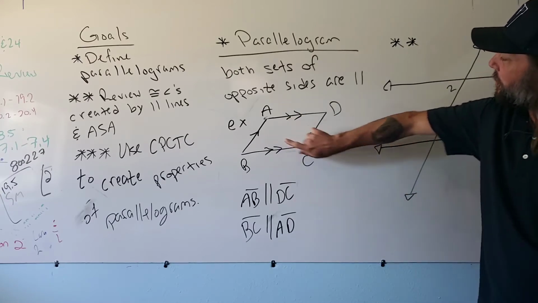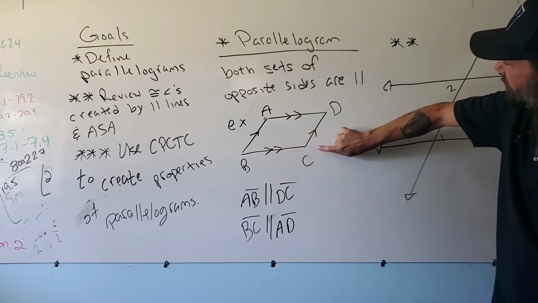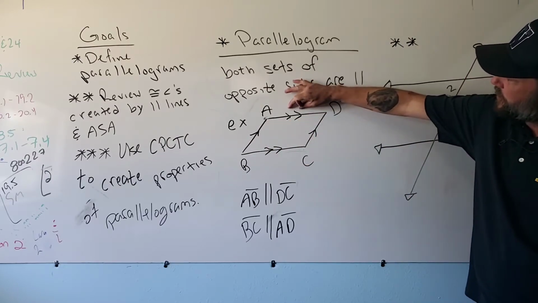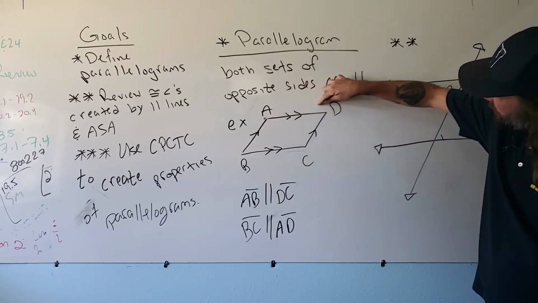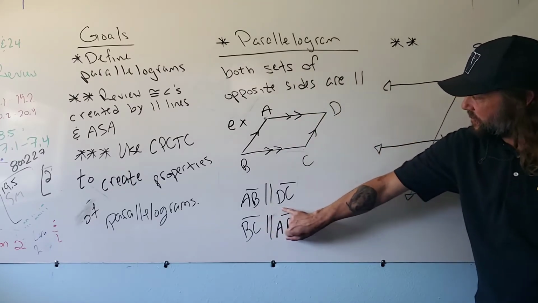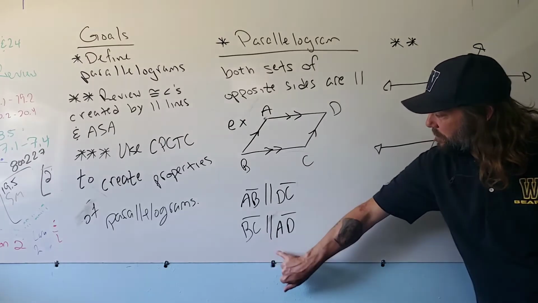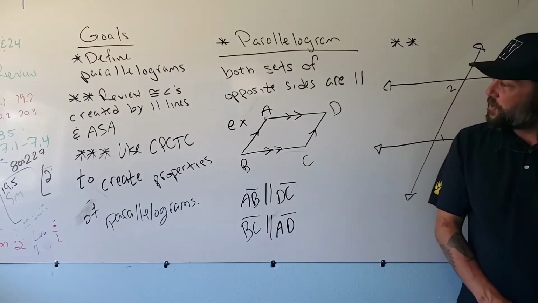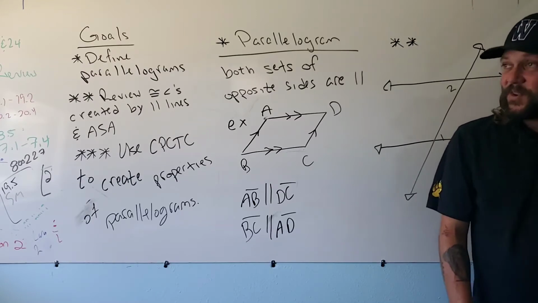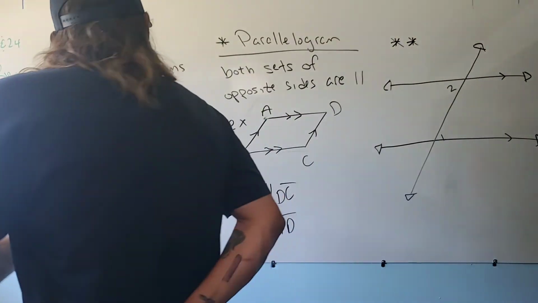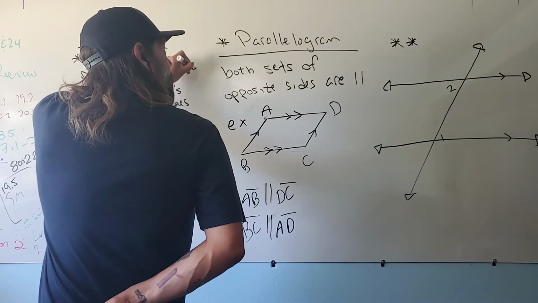Remember, this mark and this mark, these arrows are telling me that this side is parallel to this side. These 2 arrow marks and these 2 arrow marks are telling me that these sides are parallel. And I've written it out. I said side AB is parallel to side DC, as well as side BC is parallel to side AD. So a parallelogram is a 4-sided shape where both sets of opposite sides are parallel. So I'm going to check off goal number 1.